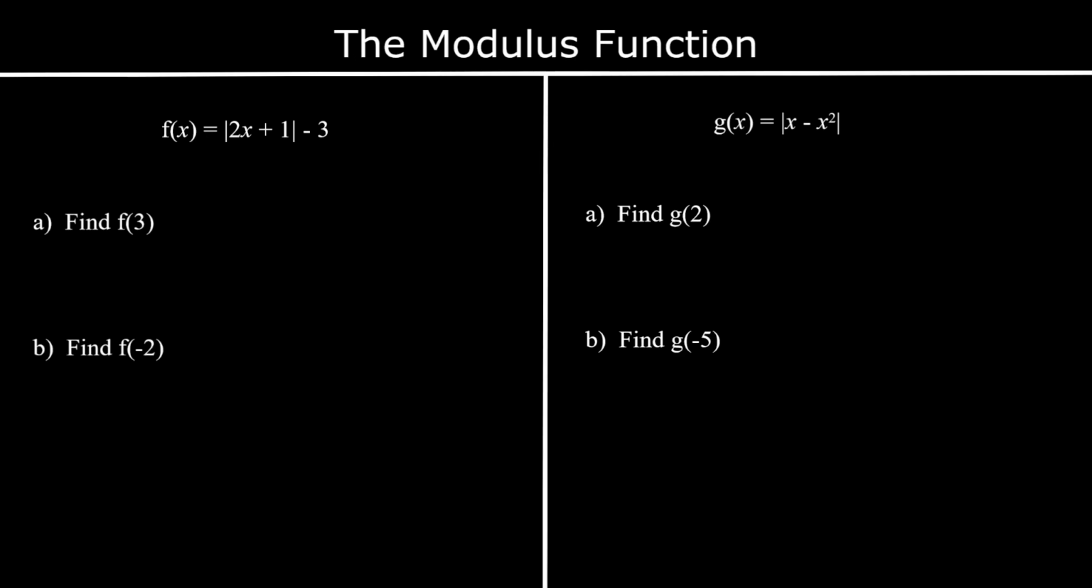In this video, we are looking at the modulus function. The modulus function turns anything positive. So if we have the modulus of -2, that is equal to 2. So if you have the modulus of just a positive 5, that's equal to 5. But the modulus of -5 is also equal to 5. So it turns anything positive.